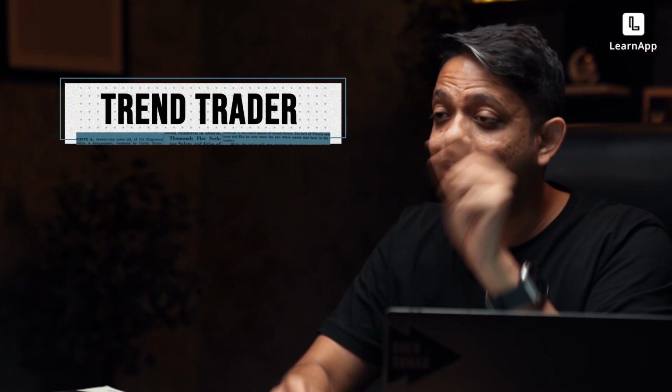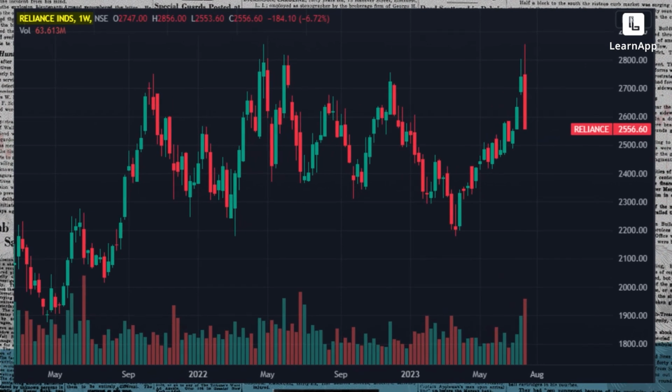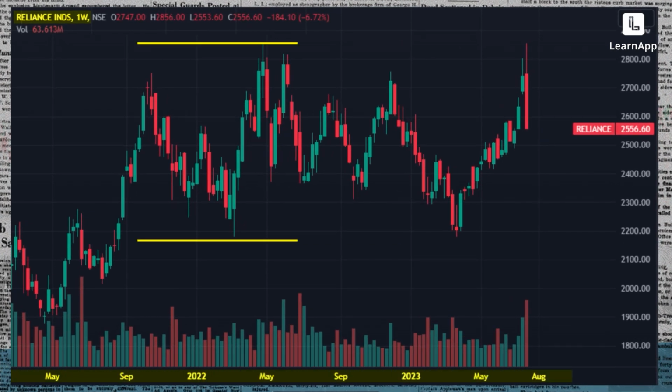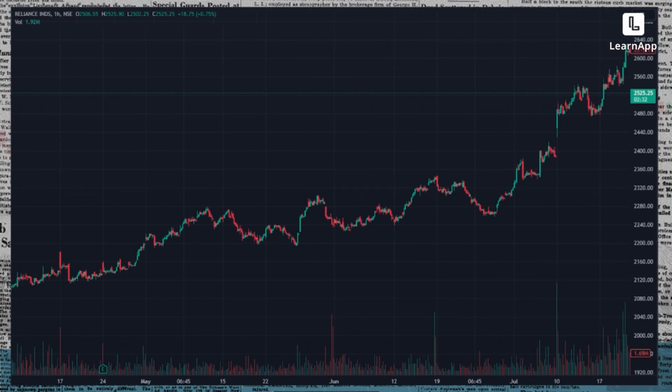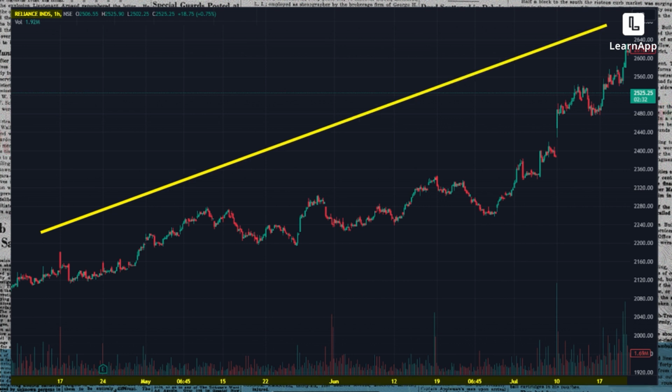For example, a trend trader who looks at this Reliance chart on the week will see no trend at all. Like me, I don't see any trend here. But if I shifted time frames to say 60-minute charts, I would see a beautiful uptrend from May onwards all the way towards August in 2023. So the time frame really matters.